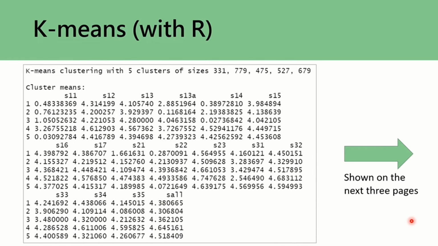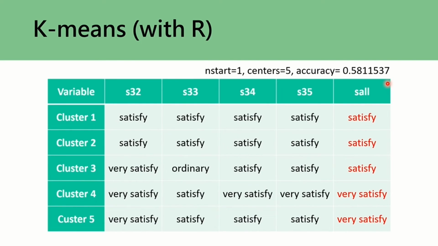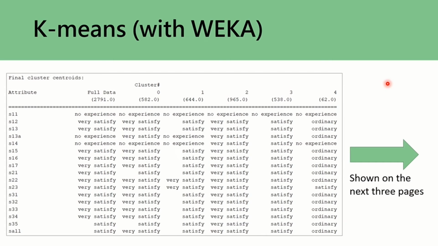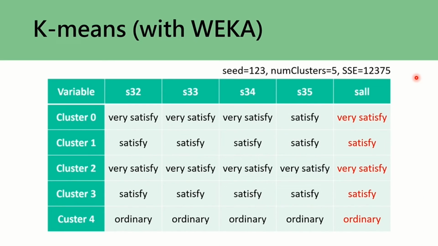The second method of cluster analysis is K-means. Its clustering results with R: I set nstart equal 1, centers equal 5, and I get accuracy equal 0.58. Here are 5 clusters in this table. Its Weka clustering result: I set seed equal 1, 2, 3. Number of clusters is 5, and I get SSE equal 12,375. Here are 5 clusters in this table.